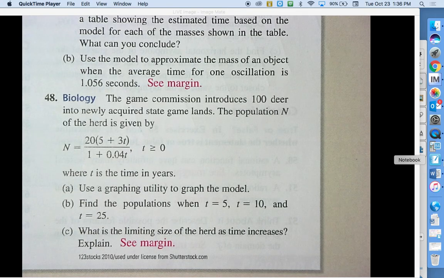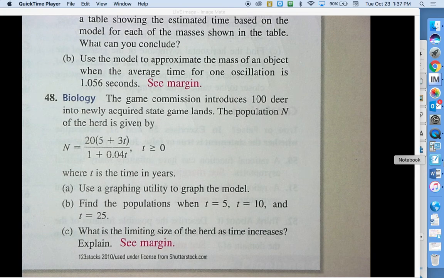So after 5 years, it's now at 333 deer. So it started with 100. 5 years later, we're at 333 deer. 10 years later, we're at 500 deer. 25 years later, we're at 800 deer. So you can see that it definitely increases as time goes on.